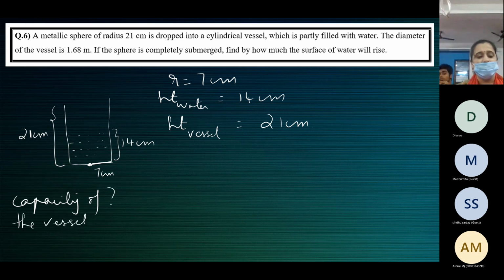Okay, it's a cylindrical vessel. So the capacity of the vessel is pi r square h. So pi into 7 square into height 21. When you take h as 21, you're finding the capacity of the vessel.